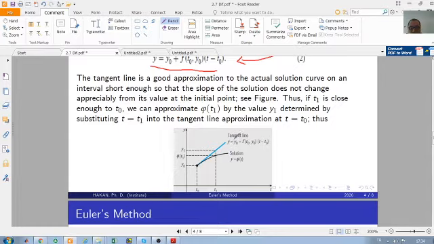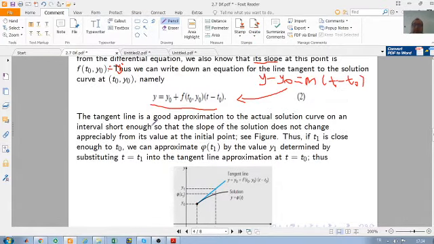Using this tangent line, we can find an approximate value for the solution curve. The tangent line is a good approximation to the actual solution curve on an interval short enough so that the slope of the solution does not change appreciably from its value at the initial point.